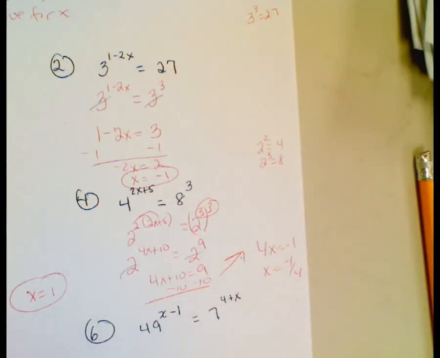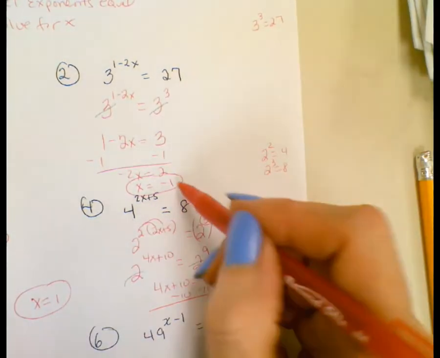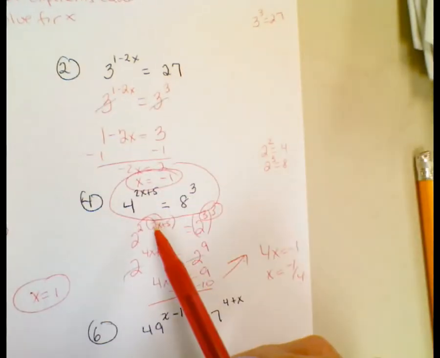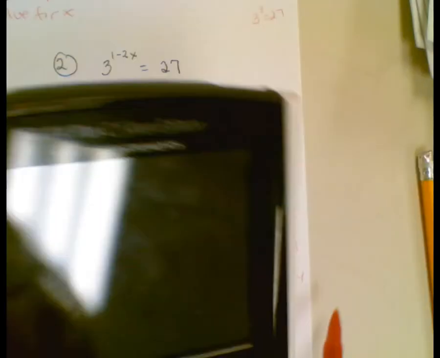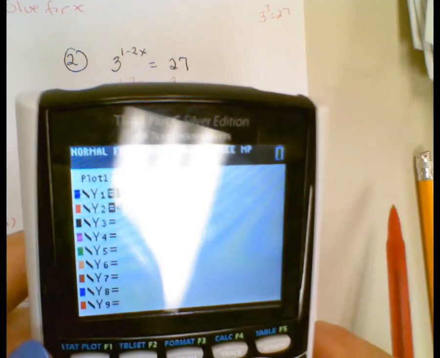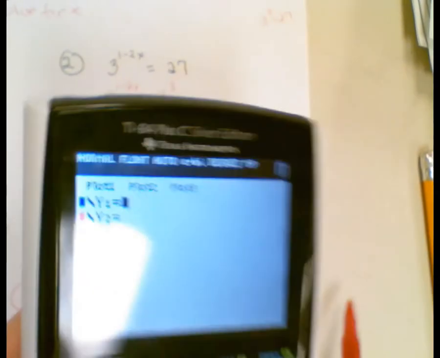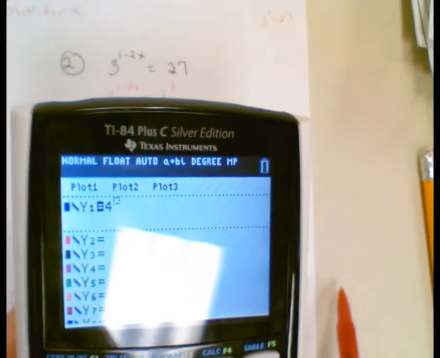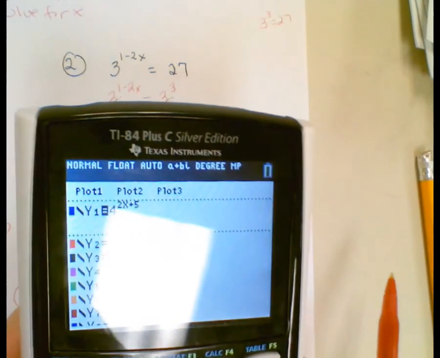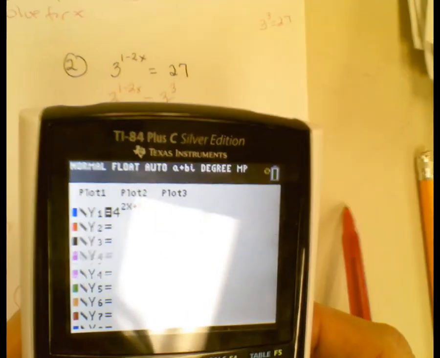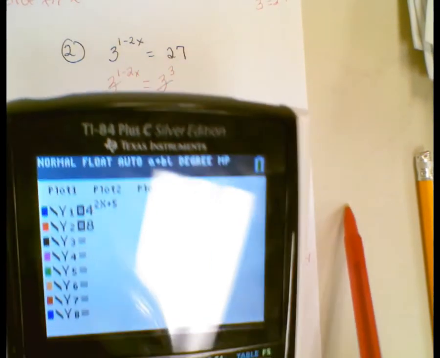Because that one's kind of a weird one, let's see what would happen if we did this one on our calculator. So let's go back to the original problem for 4. In y1, I want you to type in 4 to the 2x plus 5. So let's do that. So we're going to type in 4 caret 2x plus 5. So it should look like that. In y2, we're going to type in 8 to the third.